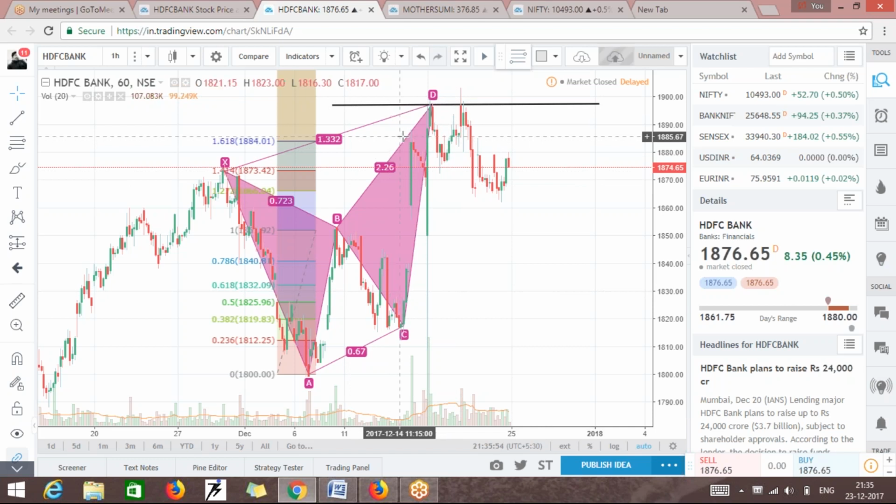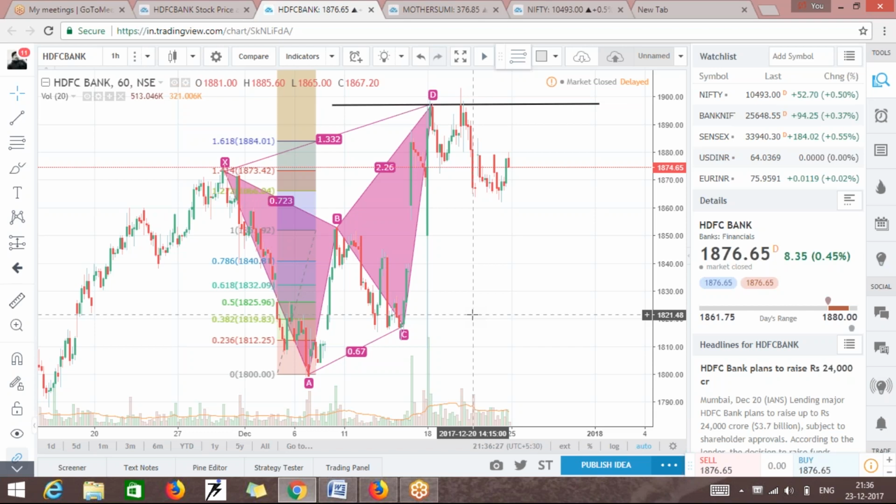If we have marked this point as the end of CD, then we could have taken a trade from here and almost it could have hit our SL. So this is a pattern almost moving as per the harmonic pattern, but there is a slight difference. This is the important point. Here we could see that the last CD section is not going as per the criteria being mentioned.